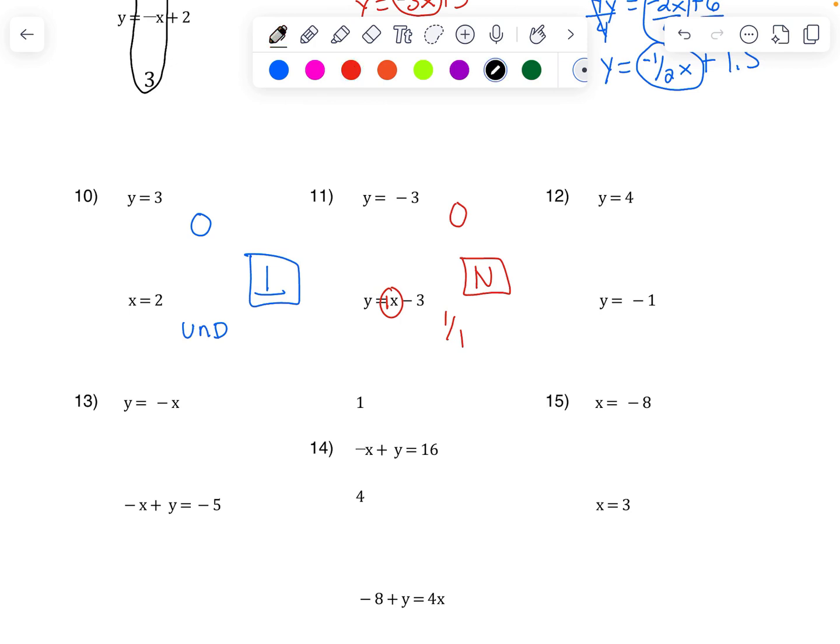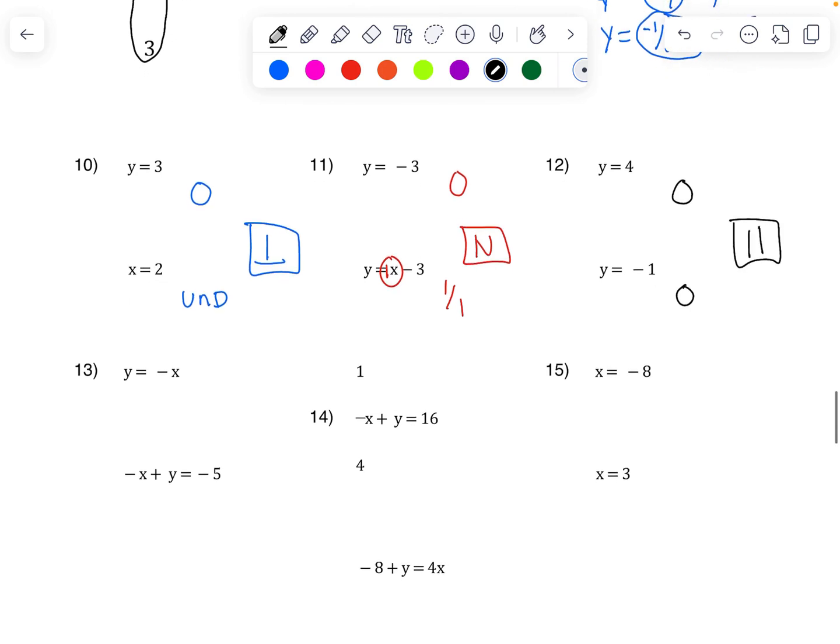Okay, number 12. My current slope of y equals 4. Again, just y equals a number. My slope is 0. Bottom equation, same thing. Y equals -1. 0. Those are the exact same slope, so I have parallel lines.